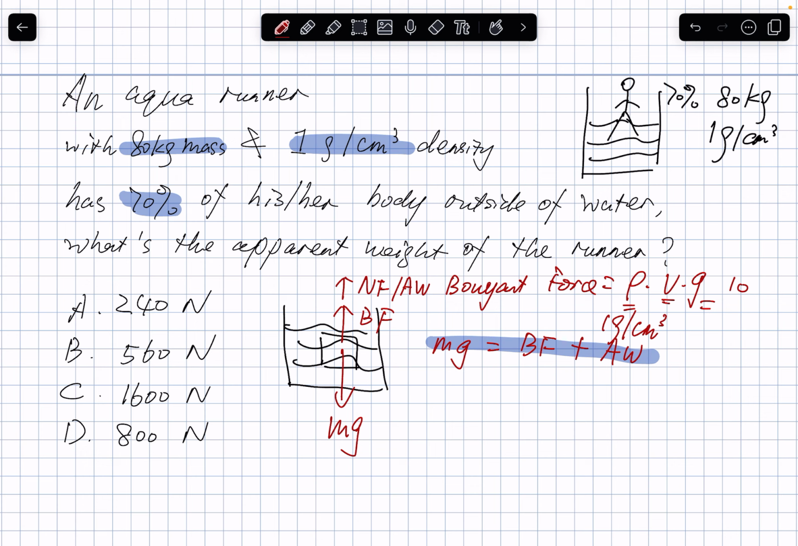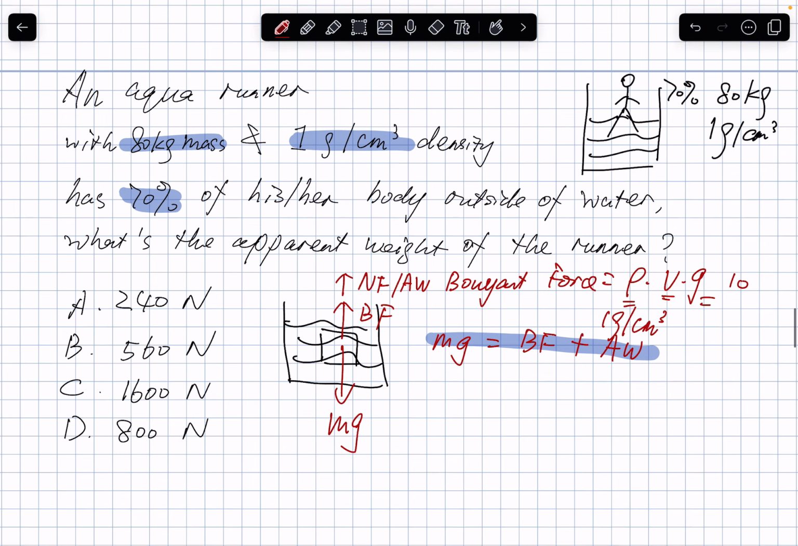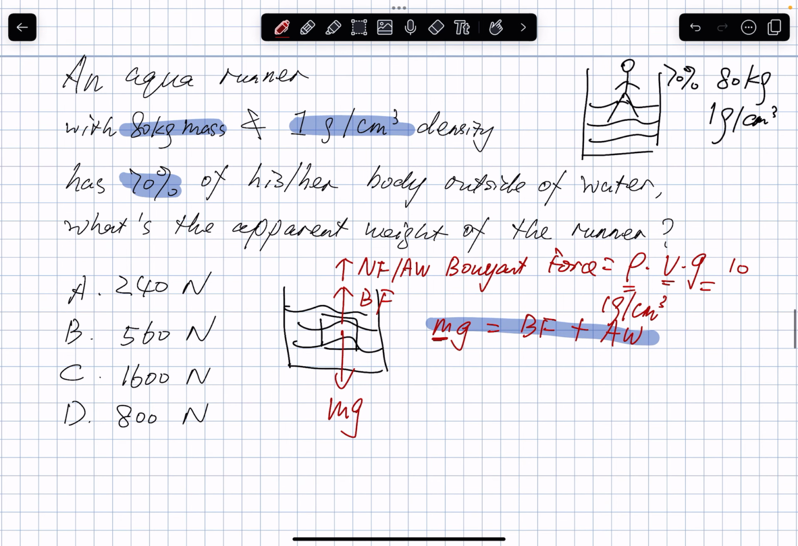All right, so now let me break down this equation more for you, okay? So mg, the mass of the object, is basically what? It's the density of the object times the volume of the object. That gives me mass, right? Equals, and then we said the buoyant force is the density of the fluid times the volume of the water that's been displaced times g, plus AW, okay?